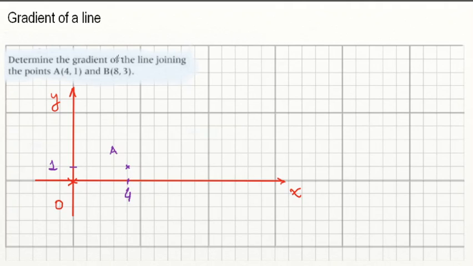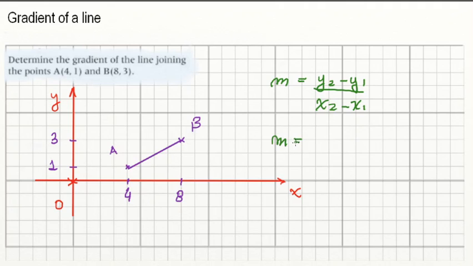What about point B? The x coordinate is 8 and the y coordinate is 3. So this is where point B would be, and that would be our line. Now to calculate the gradient, we simply have to do m equals rise over run. So that's y2 minus y1 over x2 minus x1. Sometimes you might see this as yb minus ya over xb minus xa. It doesn't really matter as long as you're consistent with your notation.